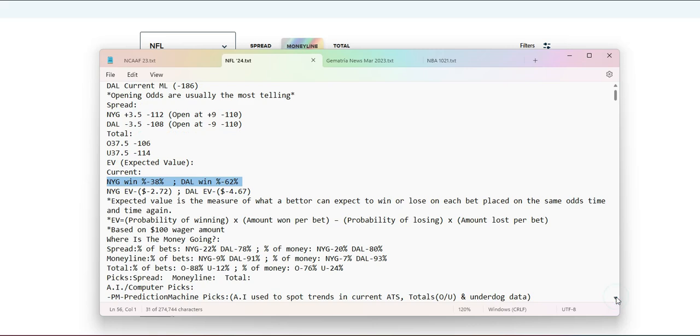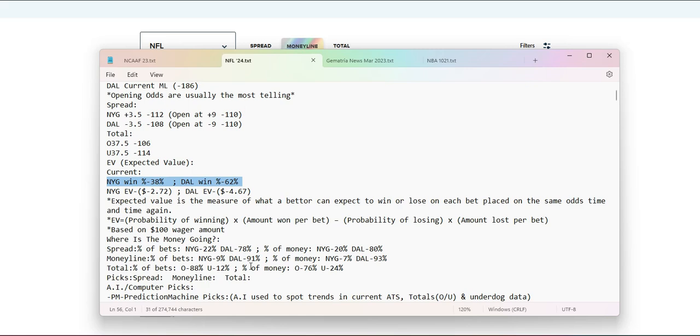All right, where is the money going? 22% going with the Giants on the spread. Percentage of bets, that is. Dallas, 78%. Percentage of money, New York Giants, 20%. Dallas, 80% on the negative 3.5 point spread. Money line percentage of bets, 9% betting on the Giants, 91% betting on the Cowboys. Percentage of money, 7% betting on the Giants, 93% betting on the Cowboys.